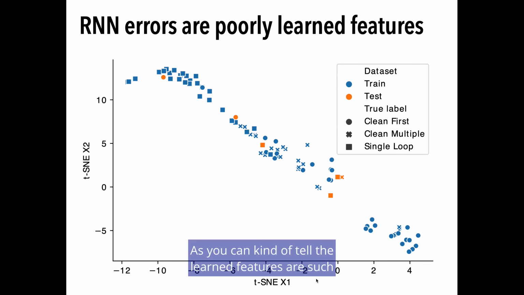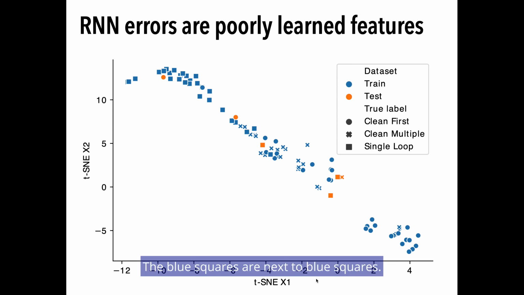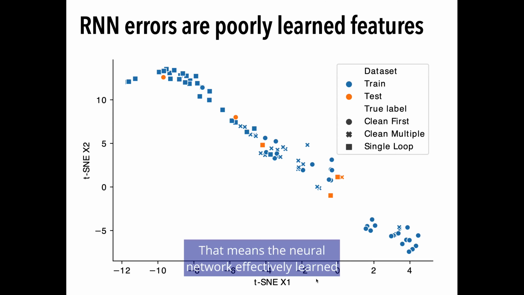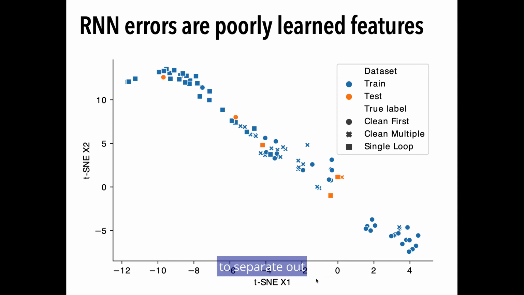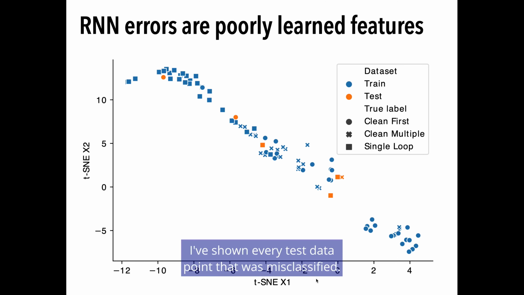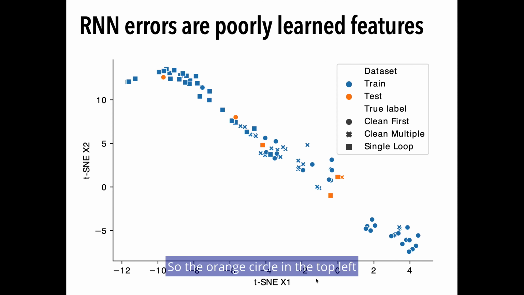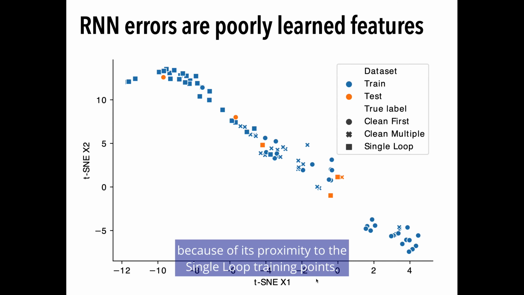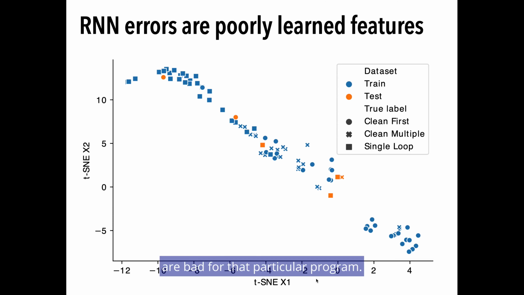As you can kind of tell, the learned features are such that the training data points are roughly clustered. The blue squares are next to blue squares, blue x's are next to blue x's, and so on. That means the neural network effectively learned to separate out, to classify the training data in the feature space. Then, in orange, I've shown every test data point that was misclassified. So the orange circle in the top left is a clean first program that was misclassified as single loop because of its proximity to the single loop training points. And stepping back a bit, the interpretation of this is that our learned features are bad for that particular program.